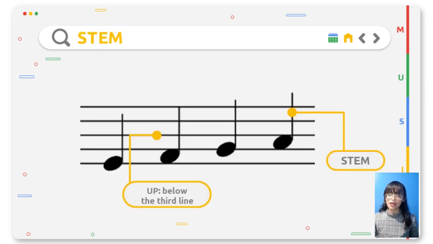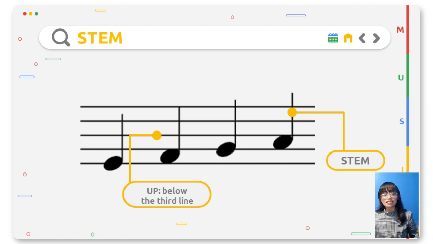What is a stem? A stem, if you're seeing my screen, is a thin vertical line which connects to the note head. This is the note head, the black solid one. The oval, that is the note head, and the thin vertical line is your stem. So there are rules regarding the placement of stems on a staff.